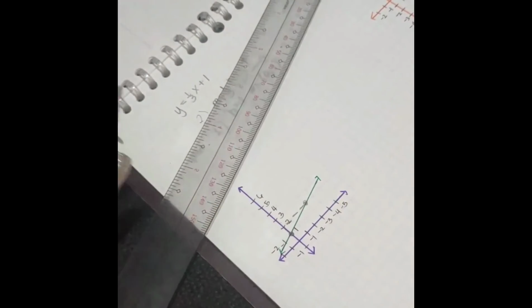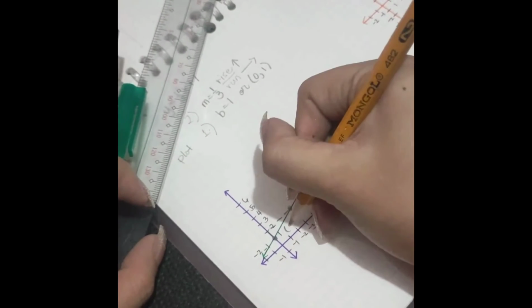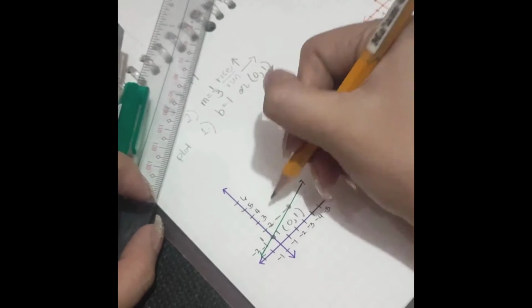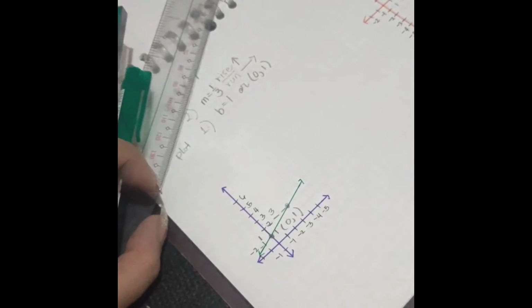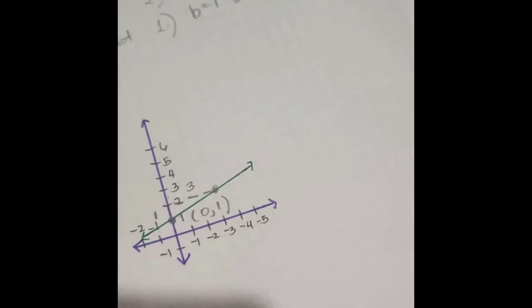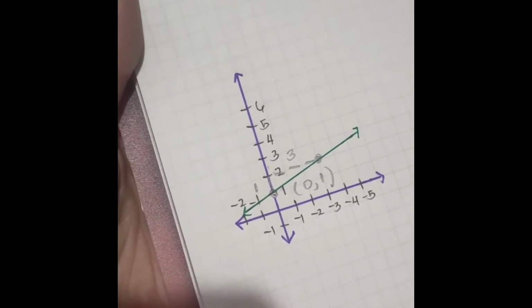So, when I do it this way, I label the rise and the run. Di ba, ito yung 0, 1, and then ito yung 1 ko, ito yung 3 ko. Okay, so that is how you graph the slope-intercept form. Another example in graphing the linear equation in slope-intercept method.